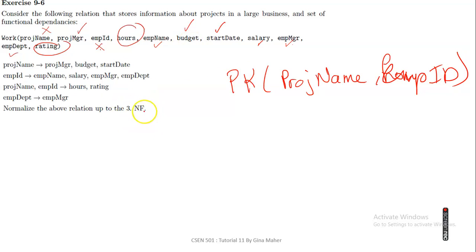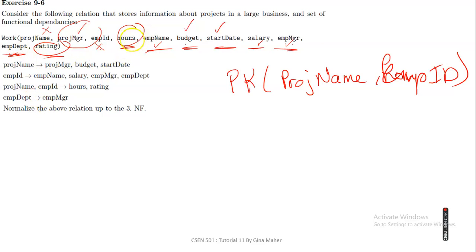Let's check whether this relation is in the second normal form or not. The second normal form states that the relation is in the second normal form if every non-prime attribute is fully functionally dependent on the primary key, which means that no non-prime attribute is dependent on a subset of the primary key. Let's check it. These are the non-prime attributes.